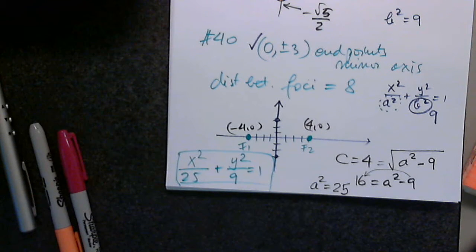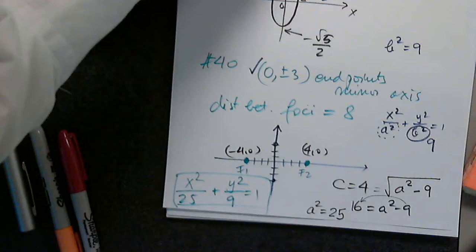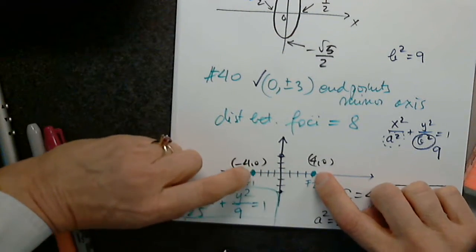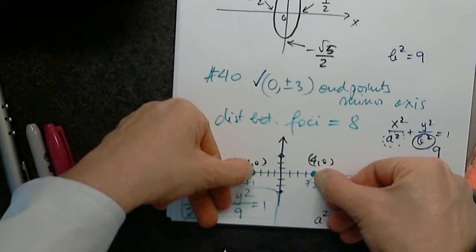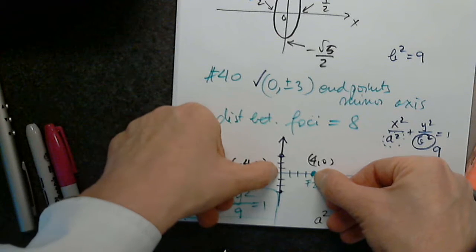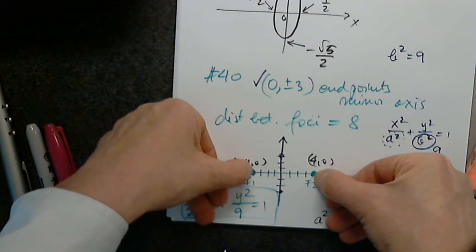What does c equal again? I'm so sorry, I'm getting confused. C equals 4, because I am told that the distance between the two foci is 8. So it must be the case that the distance between one focus and the origin must be 4, because these have to be symmetric.